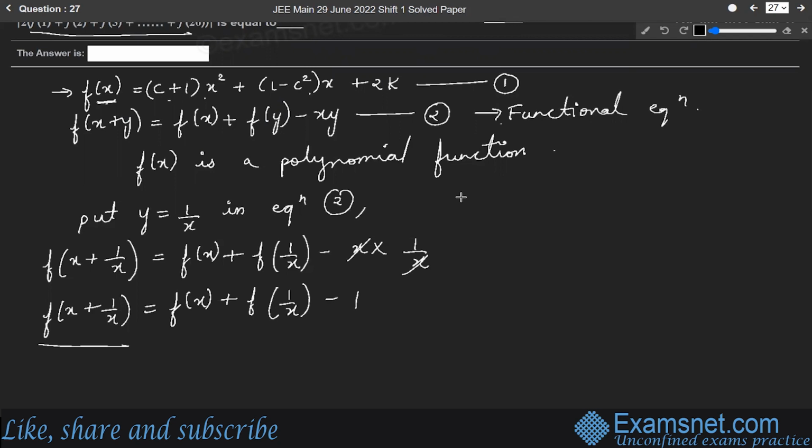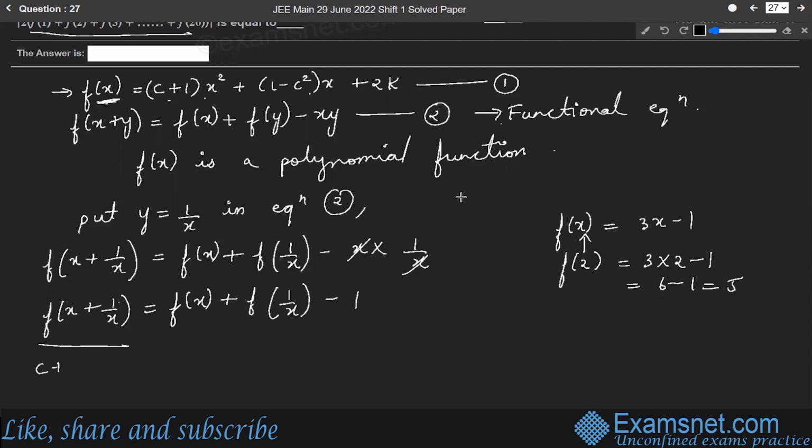For example, if we have f(x) is equal to 3x - 1 and we have to find the value of f(2), it means that we have to put 2 in place of x. So we get 3 into 2 - 1, that is 6 - 1, which is 5. Similarly, f(x) is given. We have to find f(x + 1 by x). It means that in the place of x, we will put x + 1 by x.